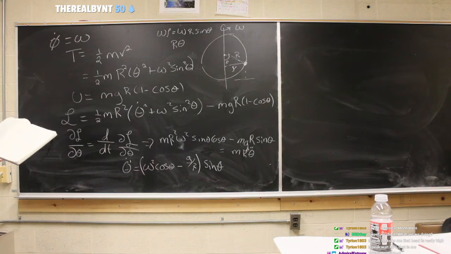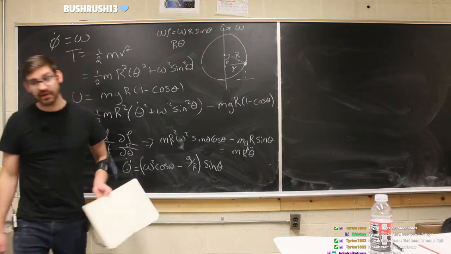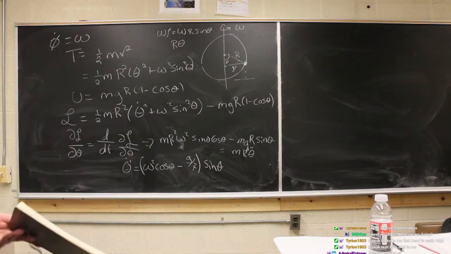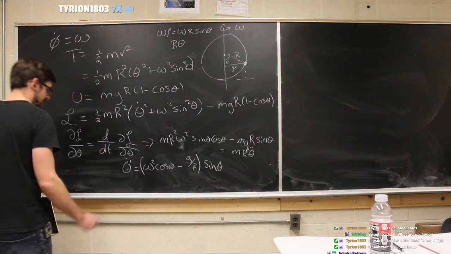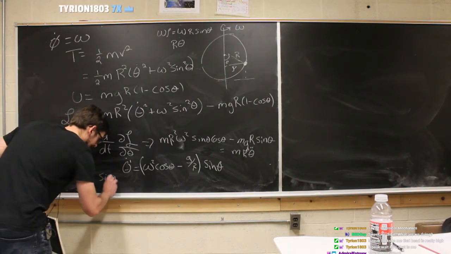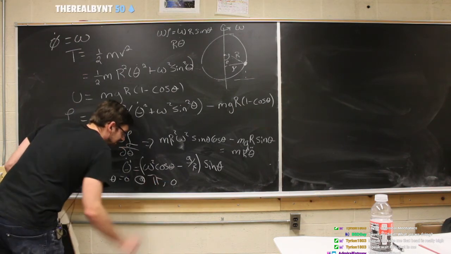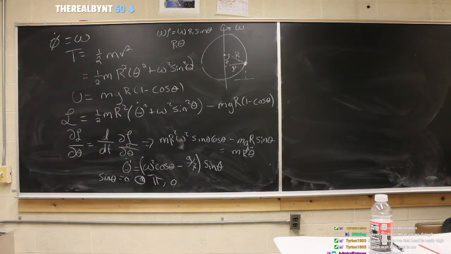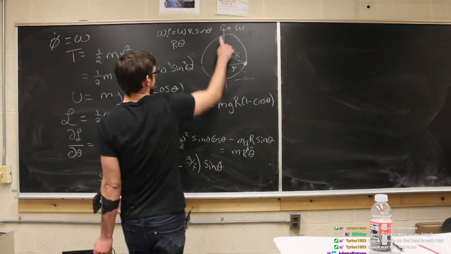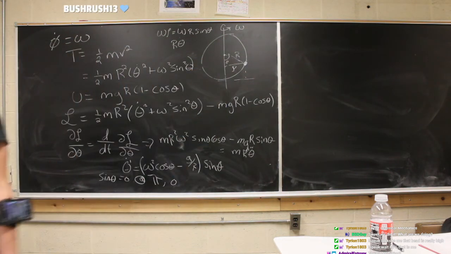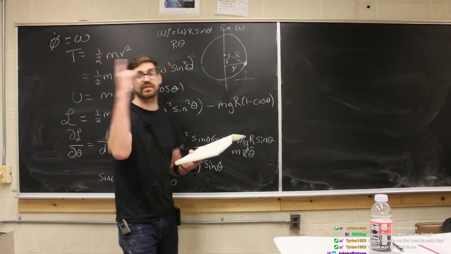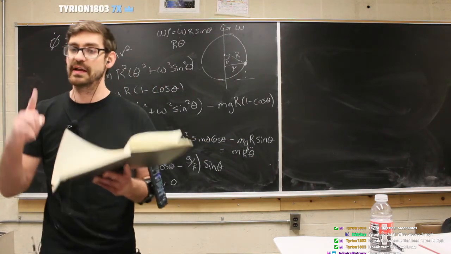And what are the two options for that? Well, we can set sine theta equal to 0. What are those two options? Sine theta equal to 0 is at pi and 0, right? So that way, if the bead is perfectly at the top of the center or perfectly at the bottom of the center, then it's not going to move at all when the hoop is rotating, right?